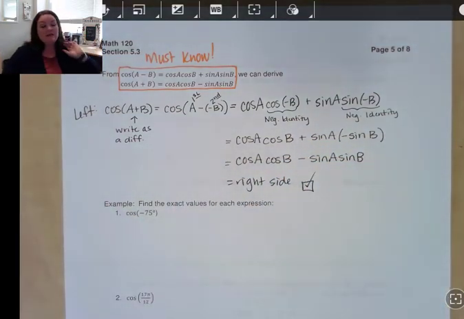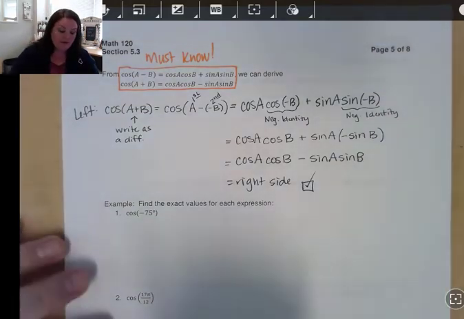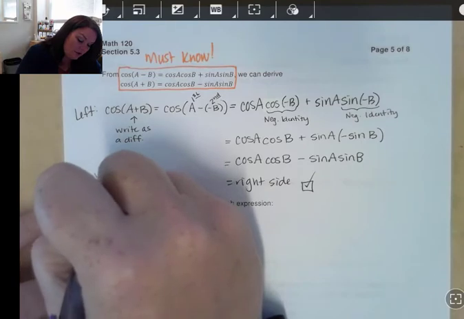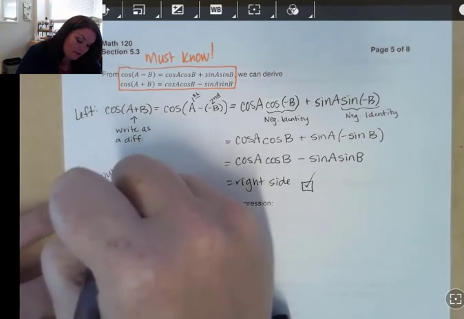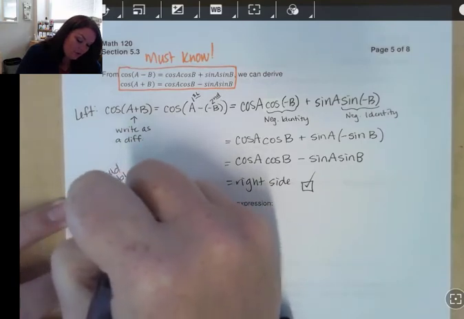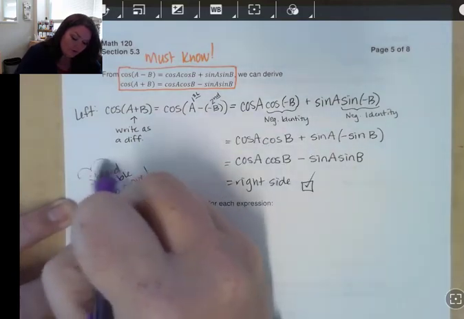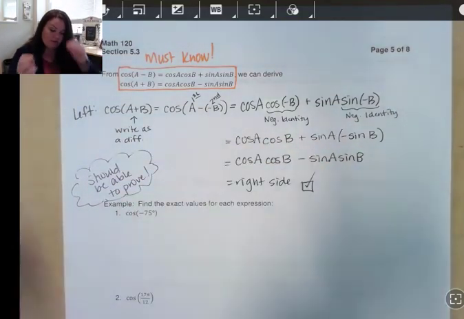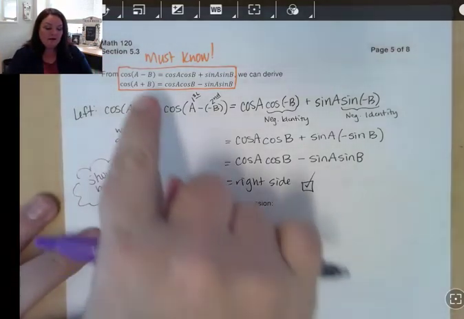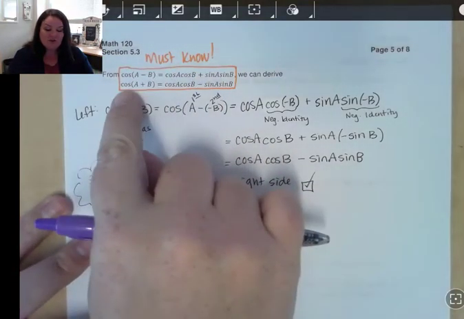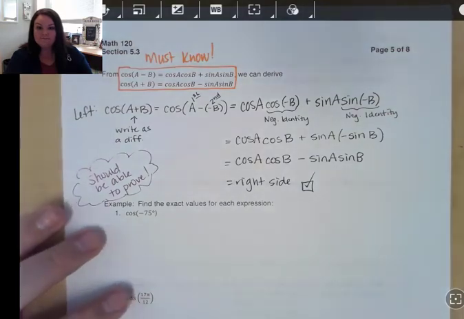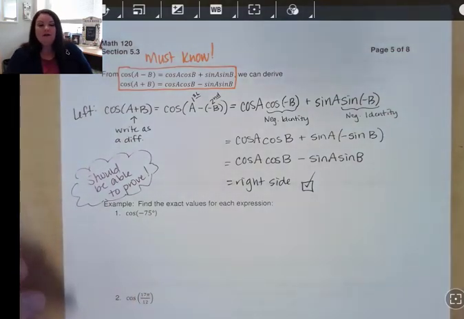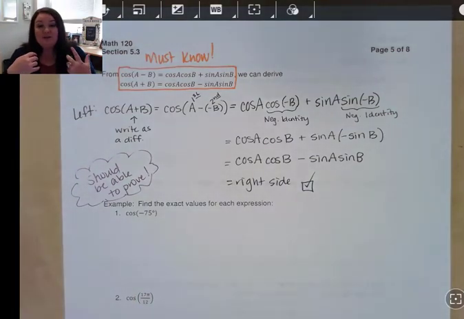Okay? So this is something that you should be able to do. I'm going to write over here, should be able to prove. This is something that I may or may not put on a test for you: to take a given identity and be able to derive the other one. Okay. All right. So let's look at how we're going to use this new identity.